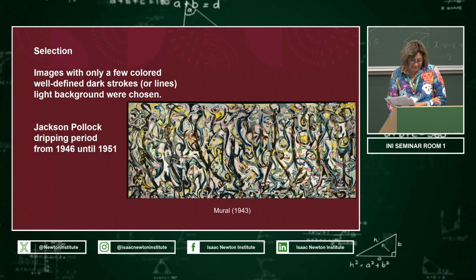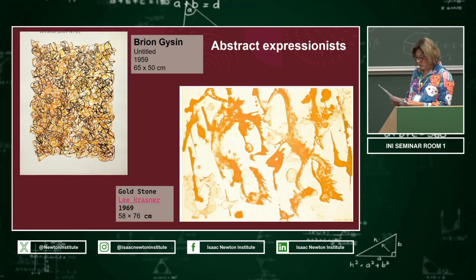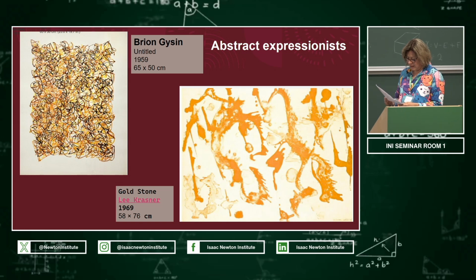In his brief period from 1946 to 1951, well, although Mural is an impressive work, we did not select it due to the presence of outlines or shapes, perhaps in another study with different objectives. We chose works by Brian Gisin, Lee Krasner. Here I show you the works that are coherent with the criteria and allow for a focused study.